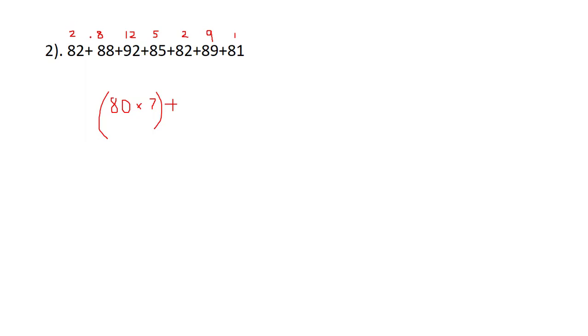So 8 plus 2 is 10, 10 plus 12 is 22, 22 plus 5 is 27, 27 plus 2 is 29, 29 plus 9 is equal to 38 and 38 plus 1 is equal to 39. Now the addition has become very simple. 8 into 7 is 56. So we will write 56 and we will add the 0 of 80 over here, plus 39. So 560 plus 39 is equal to 599. So the addition of these numbers is equal to 599.